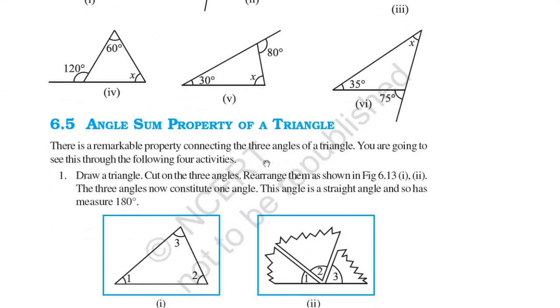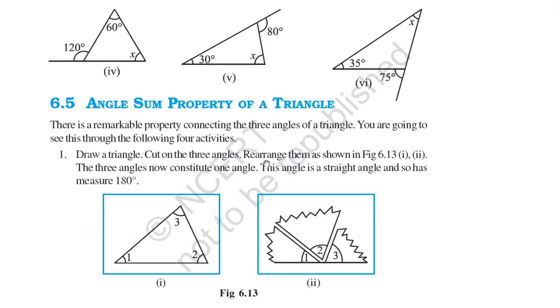So now 6.5, angle sum property of a triangle. You can see there is a remarkable property connecting the three angles of a triangle. You are going to see this through the following four activities.